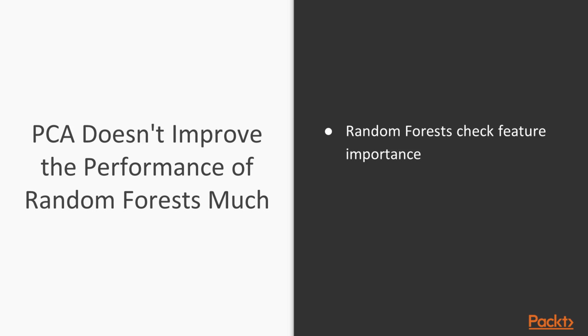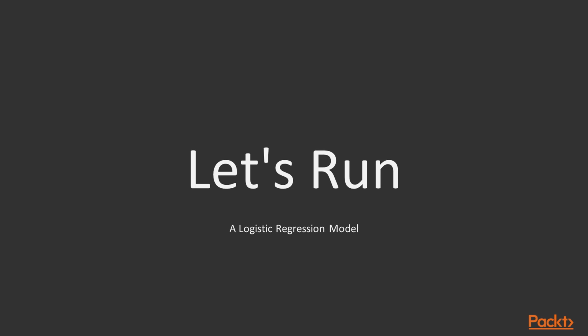So one point about PCA is that it does not improve the performance of random forests, because random forest already checks feature importance and builds a model based on the important features. That is because decision trees are always looking at entropy, and that's how they decide what weights to give to each of the parameters. So instead, we're going to run a logistic regression model on the same data set without changing any parameters. And then we're going to run another logistic regression model on the data after we have reduced the number of dimensions using PCA.